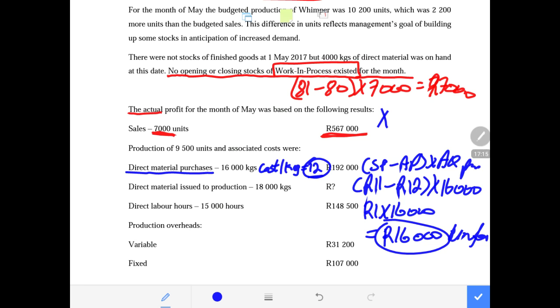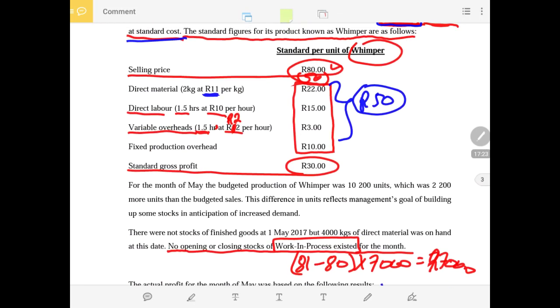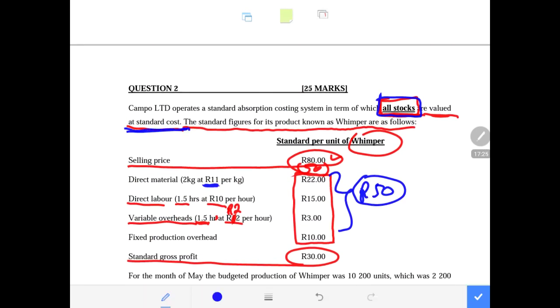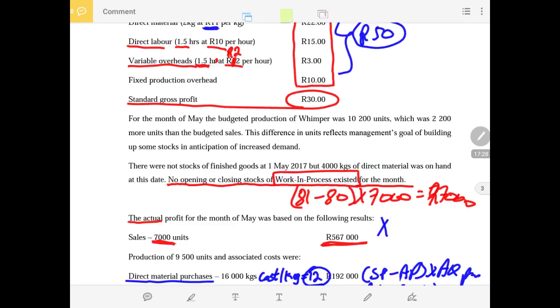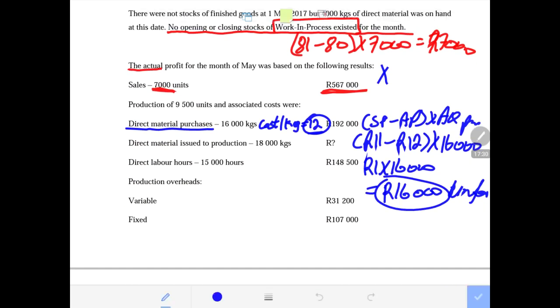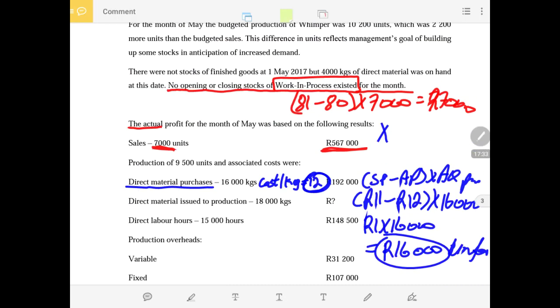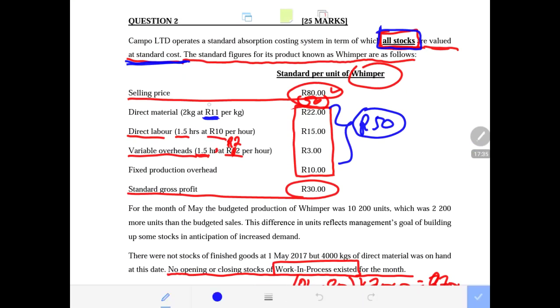But we will not be recording our material cost because the material is inventory, it is stock. Remember, all stock is valued at standard cost, meaning we will not be taking our actual material cost, multiplying it by 12 rand, but we'll multiply it by the standard cost of 11 rand when we are calculating the cost of the material that was used into the production department, or the cost of the material that contributed to the units that were manufactured in the current year. It will be calculated at 11 rand.